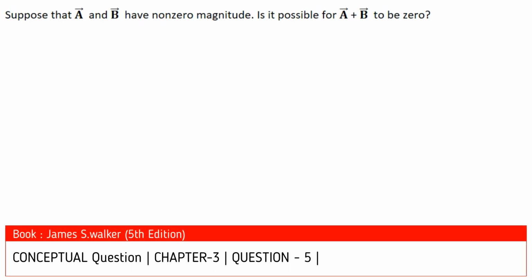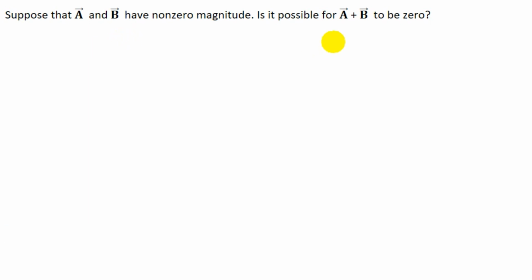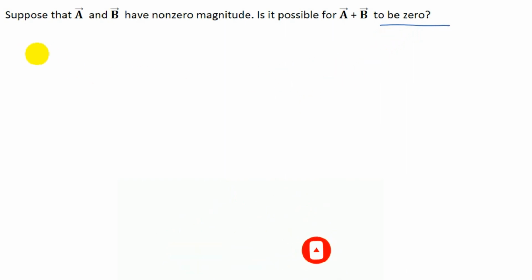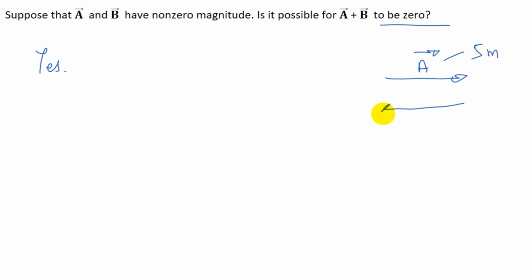So here in this question we are given two vectors A and B having non-zero magnitude, and then they are asking: is it possible for vector A plus B to be 0? This question is just the opposite of the previous question that we discussed. So the answer would be yes, and let me show it here. Suppose this is vector A having some magnitude, say 5 meters, and this is vector B which is just opposite to vector A, and the magnitude is the same, 5 meters. In this case the sum of vector A and vector B will be 0. So the answer would be yes.